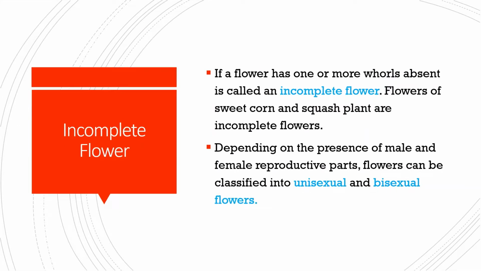Incomplete flower. If a flower has 1 or more whorls absent, it is called an incomplete flower. Flowers of sweet corn and squash plant are incomplete flowers. Depending on the presence of male and female reproductive parts, flowers can be classified into unisexual and bisexual flowers.